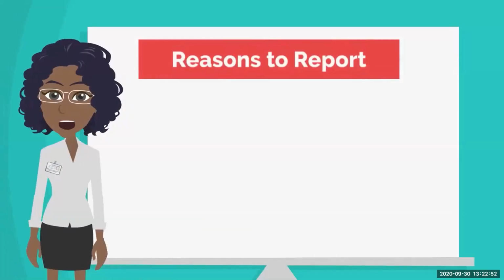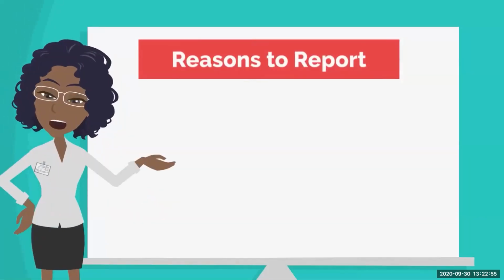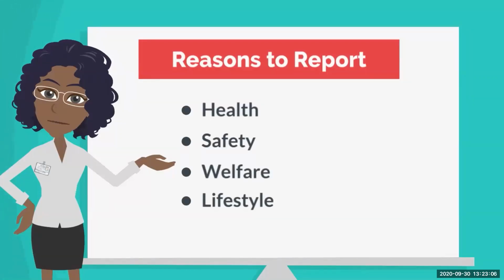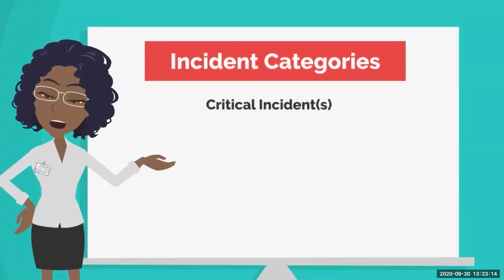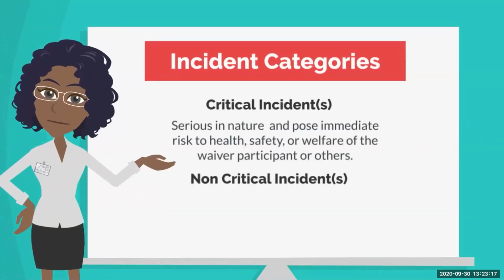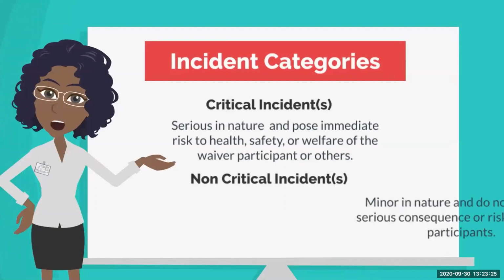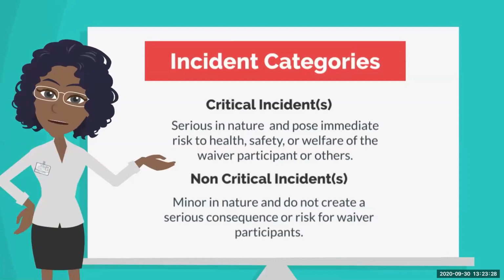All incidents reported in MWMA start as an initial incident report. As a case manager, you should start an initial incident report anytime you witness or discover an event that impacts the health, safety, welfare, or lifestyle choice of a participant. There are two types of incident categories in MWMA: critical incidents and non-critical incidents. Critical incidents are serious in nature and pose immediate risk to the health, safety, or welfare of the waiver participant or others. Non-critical incidents are minor in nature and do not create a serious consequence or risk for waiver participants.